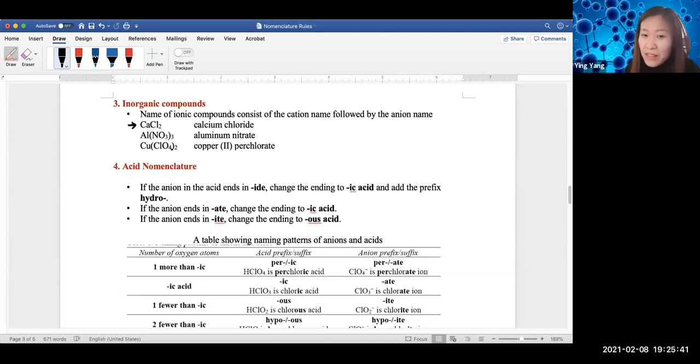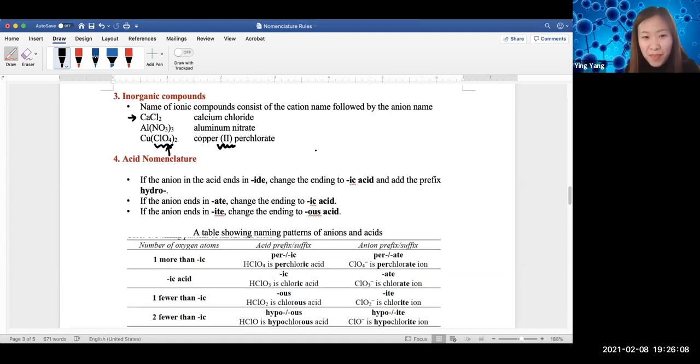The last one is an example where the cation can carry different charges. In this case, don't forget to put the number 2 over here in parentheses. So copper(II), and the name of the anion is perchlorate. So copper(II) perchlorate, ClO4 minus, with the highest number of oxygens, so ending ATE and starting with PER, per, right? So that is the naming of inorganic compounds.